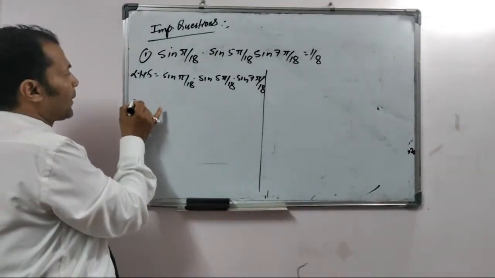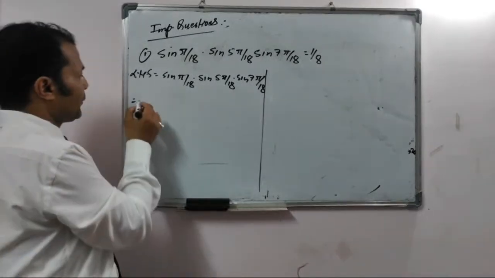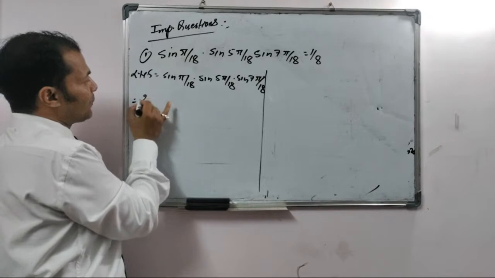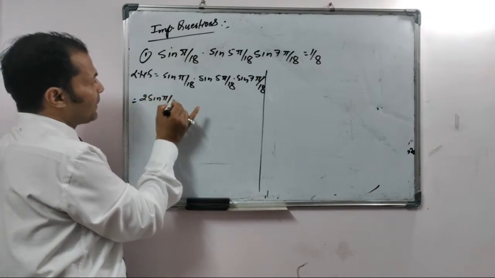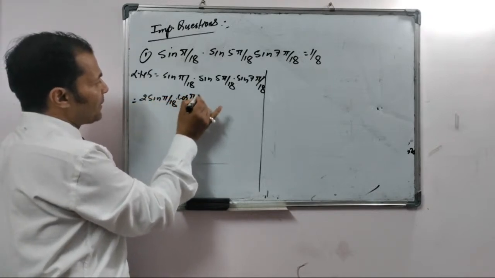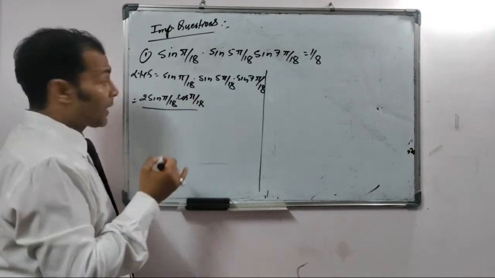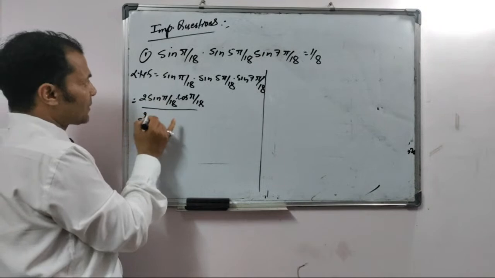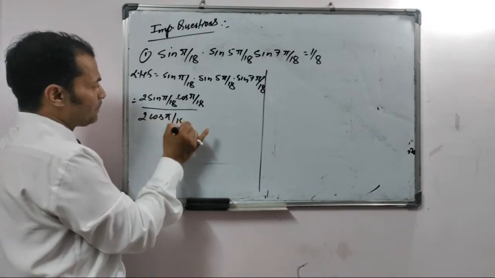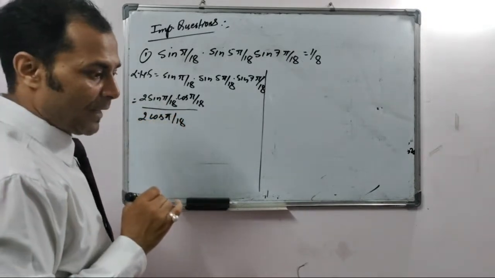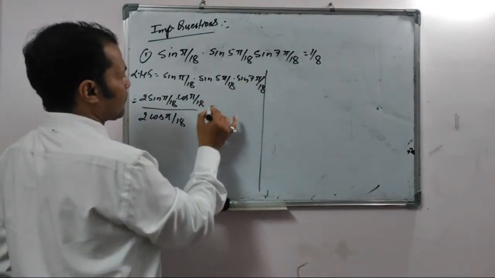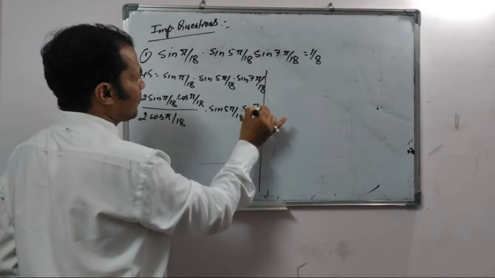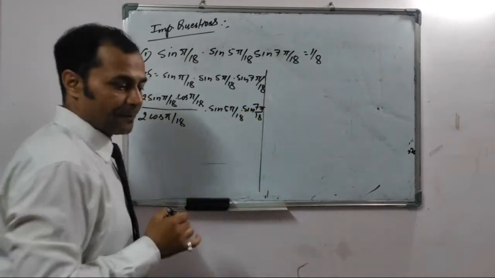ओके नाउ लुक गाइस, अब यहाँ हामीले के गर्न सक्छौं. What I am doing is, just focus, हेर्नु न यहाँ, sin pi by 18 छ है. So what I do is 2 sin pi by 18 into cos pi by 18. What I did, I just put over here cos additional and 2 additional. So I'll just balance this, 2 cos pi by 18, right? Balance है. अनि यसलाई as it is राख्नुस्, sin 5 pi by 18 into sin 7 pi by 18.